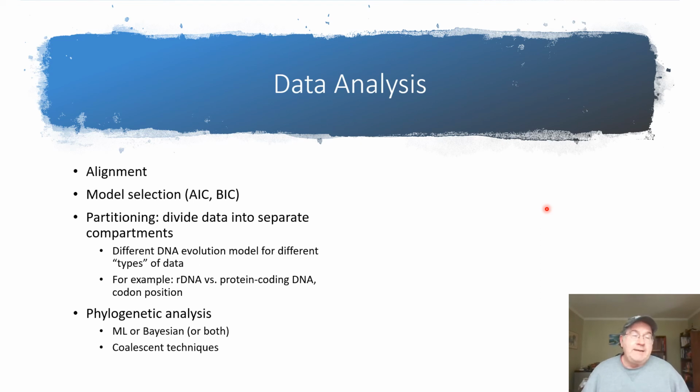For example, what kind of partitions? Why would DNA evolve differently in different organisms and different parts of the genome? Well, perhaps some DNA that you have extracted and sequenced corresponds to ribosomal DNA, and you might want to analyze that separately from protein coding DNA. Another common strategy is, within your protein coding data, to separate out into different partitions the codon positions within the exons of that protein coding DNA.